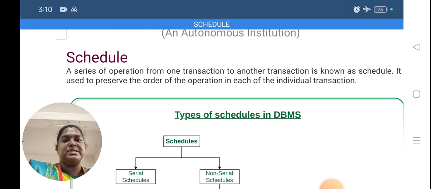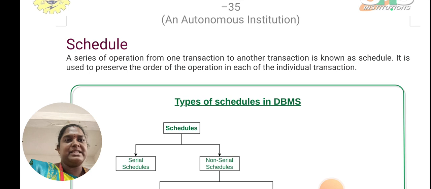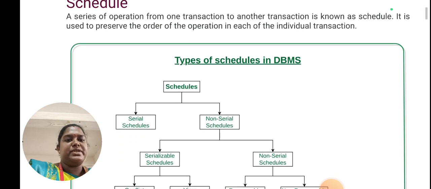Now, the topic is schedules. Schedules in database management systems. A series of operations from one transaction to another transaction is known as a schedule. It is used to preserve the order of operations in each of the individual transactions.